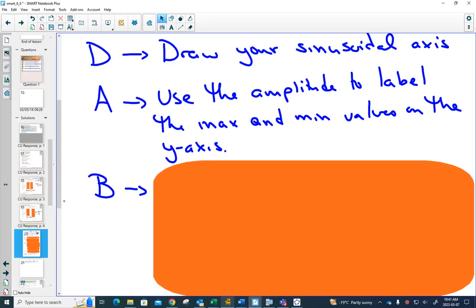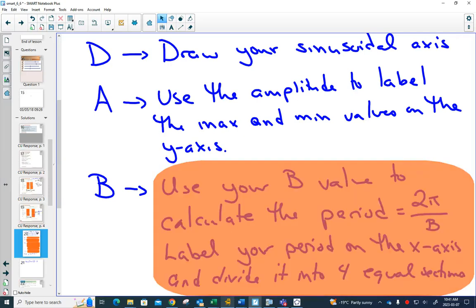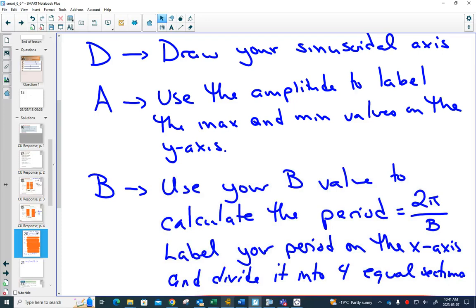Next, your B value is going to figure out your period. So remember, we have a formula that your period is 2 pi over your B value. And then we can use that B value to calculate our period. Whatever our period is, we label it on our x-axis and divide that into 4 equal sections. Because on our regular sine graph, we had one period and our axis divided nicely into 4 equal sections. So now we write our new period and cut that into 4 equal sections.